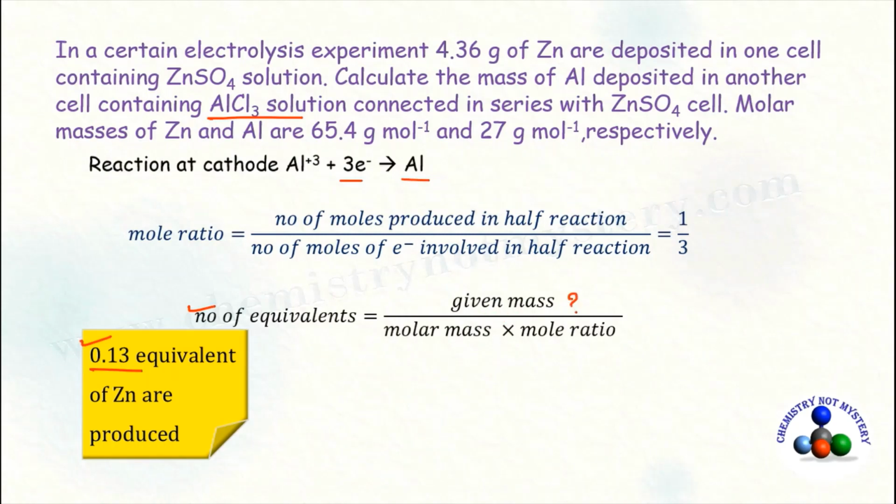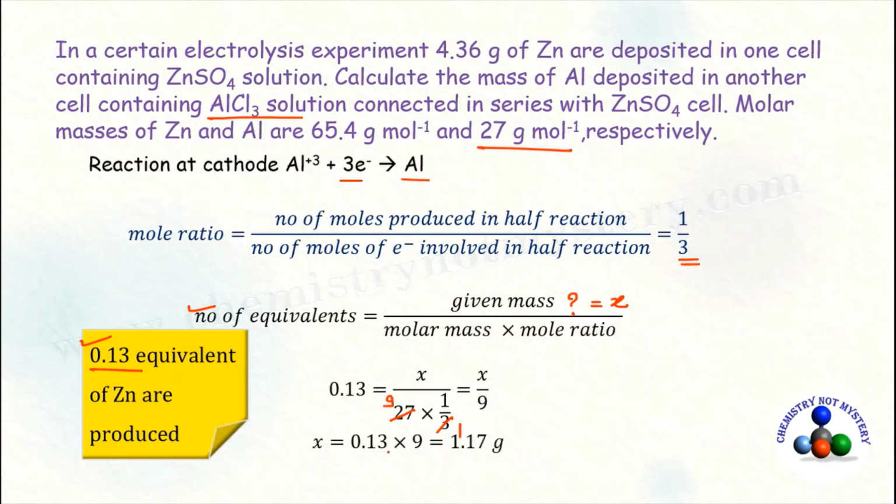Given mass is what we have to calculate, molar mass is given 27 grams per mole, and mole ratio we just have calculated 1/3. Now place the values in this formula. So here you will get 0.13 equivalents is equal to X divided by 27 multiplied by 1/3. So 3 ones are 3, 3 nines are 27. So here you will get X divided by 9. When you shift 9 to the other side of the equation, you will get X is equal to 0.13 multiplied by 9. When you solve it, you will get 1.17 grams of aluminium will get deposited in the other cell. And this is the answer to our question.